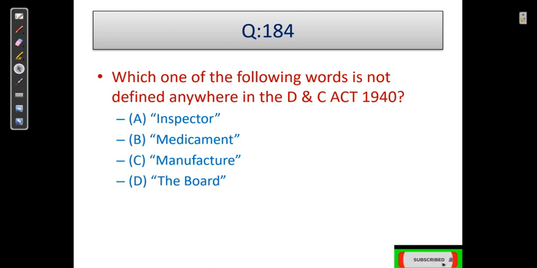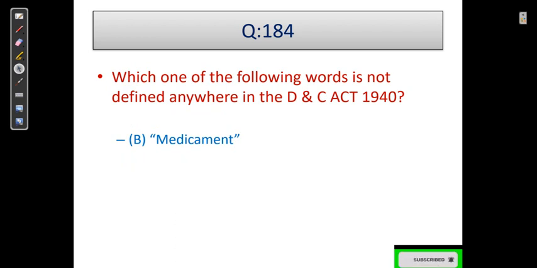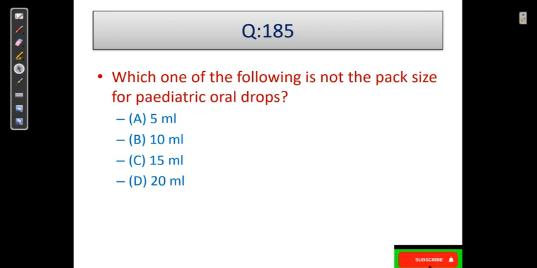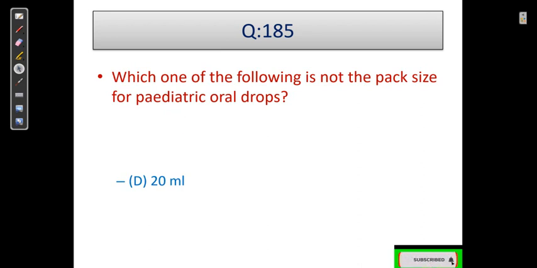Which one of the following words is not defined anywhere in the D&C Act 1940? Inspector, medicament, manufacturer, the board. So we can say medicament is not defined anywhere. Which one of the following is not the pack size for the pediatric oral drop? 5 ml, 10 ml, 15 ml, or 20 ml? So the correct answer is 20 ml, it is not prescribed anywhere.